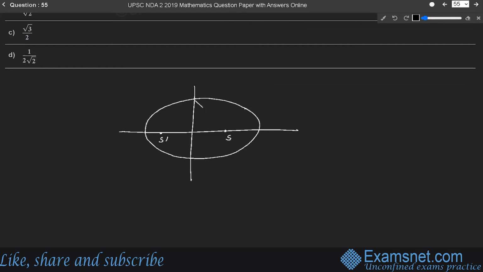Now, joining it with the vertex, it forms a triangle and this will be 90 degrees. Consider this as m1 and this is m2, which is the slope of both the lines. Let us name it as A and A dash. Similarly, B and B dash. So the coordinates will be (0, b) and (0, -b).